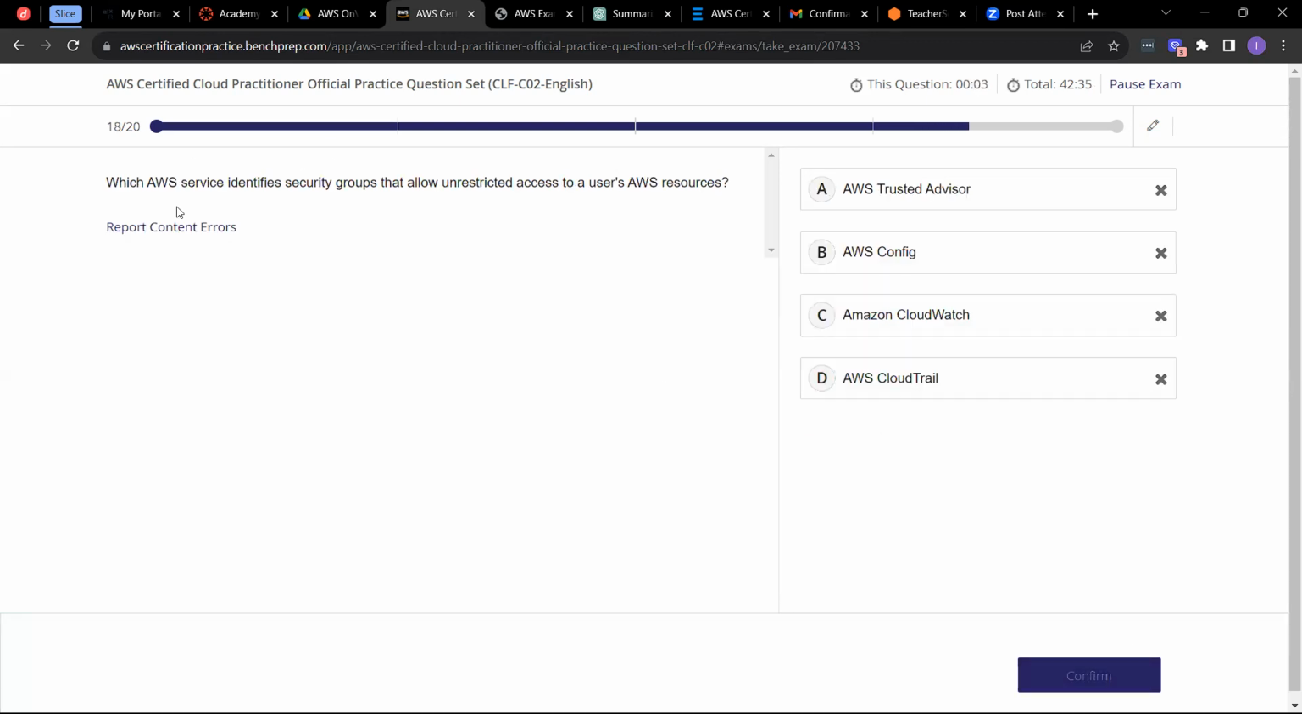Which AWS service identifies security groups that allow unrestricted access to a user's AWS resources? I think I've spoken about this one also.